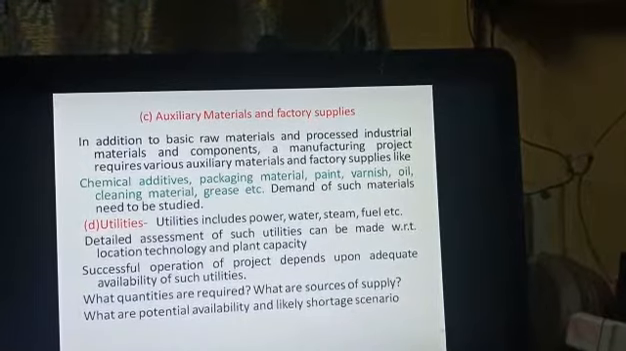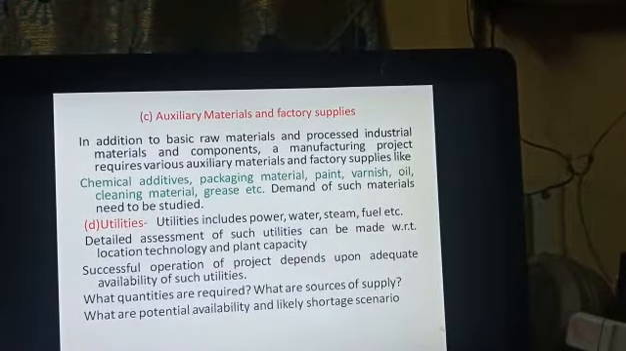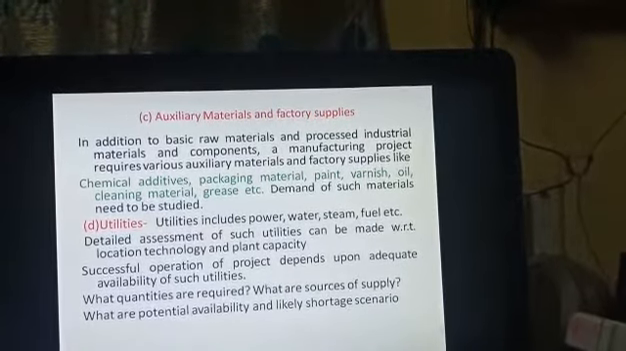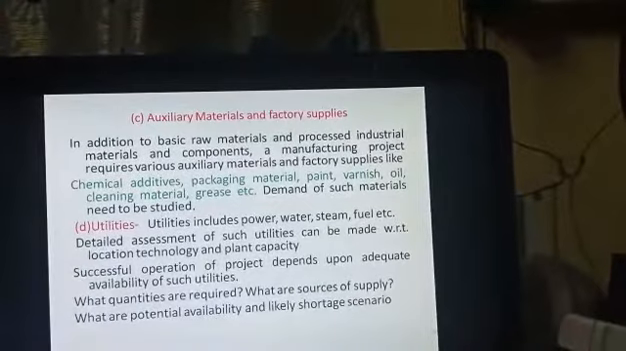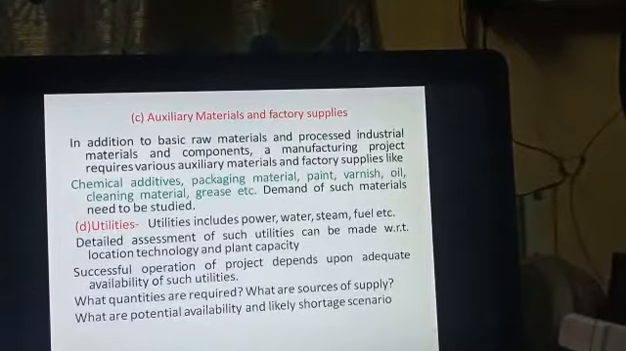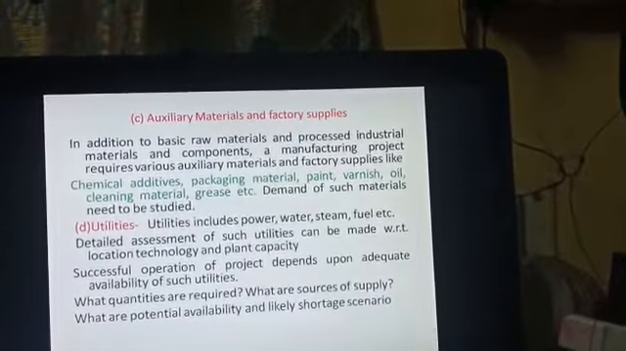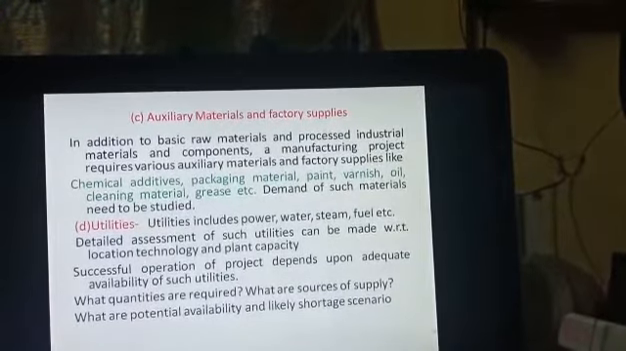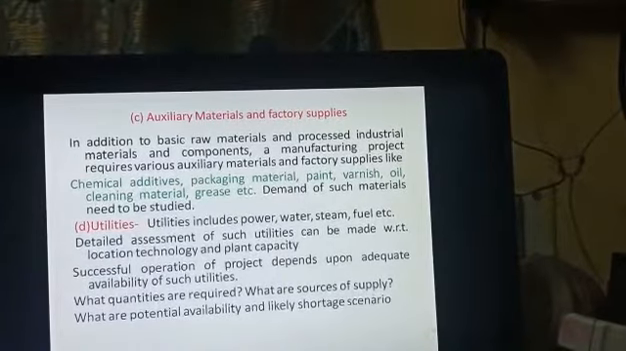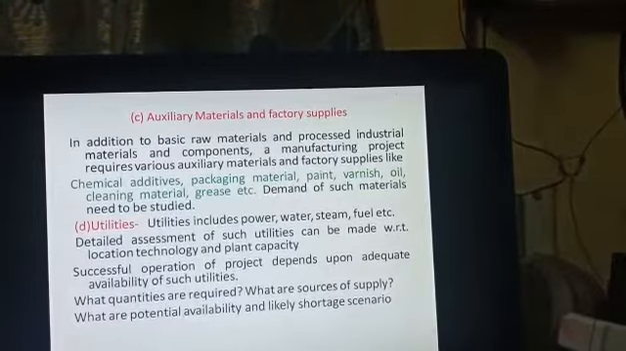Then there are auxiliary materials and factory supplies. In addition to basic raw material and processed industrial material and components, a manufacturing project requires various auxiliary materials and factory supplies like chemical additives, packaging material, paint, varnish, oil, cleaning material, grease, etc. Demand of such materials needs to be studied.